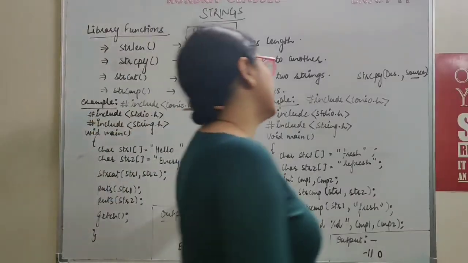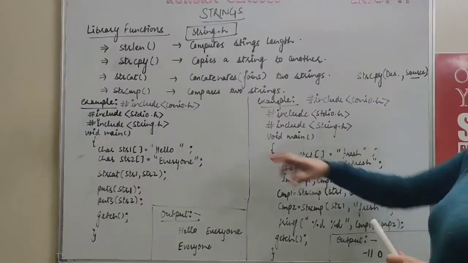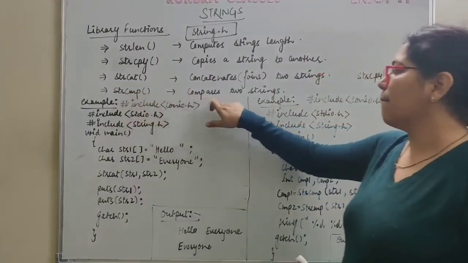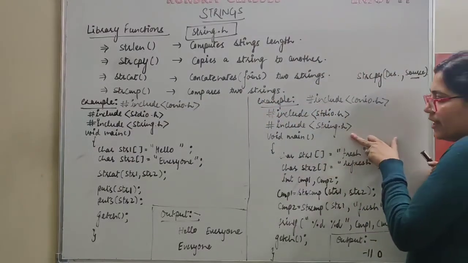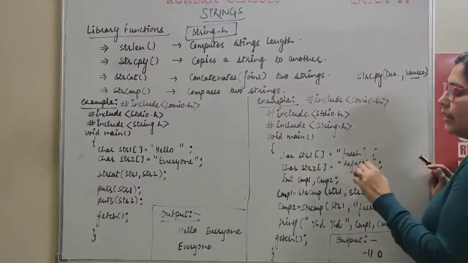Another example here is for string copy. Sorry, string compare. strcmp compares two strings. Again, we need to add the string.h header file.